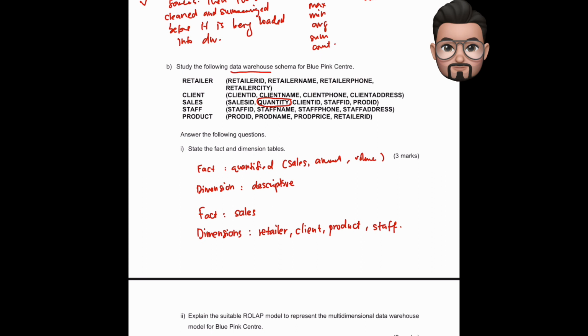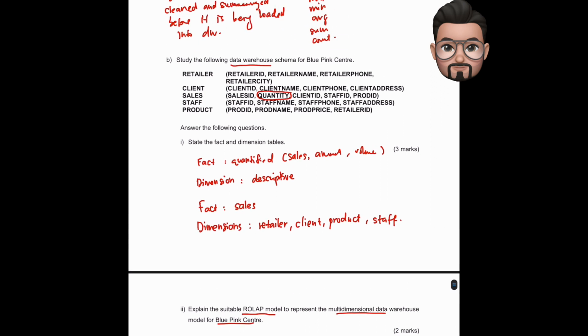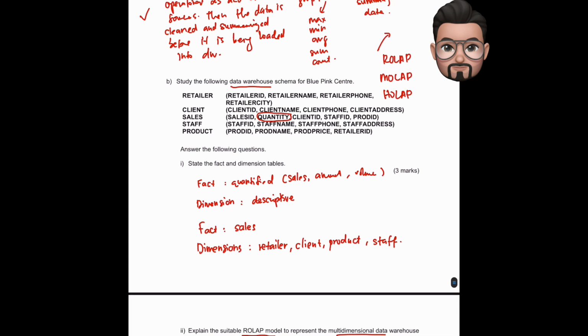Okay. So now question B. Explain the suitable ROLAP model to represent the multidimensional data warehouse model for the company. So by right, for data warehouse representation, we can have ROLAP, we can have MOLAP. ROLAP is relational OLAP, online analytical processing. We have MOLAP or we have HOLAP, hybrid OLAP. Relational OLAP can be represented in terms of star schema. Star schema can be extended to become snowflake, or it can be constellation schema or galaxy schema.